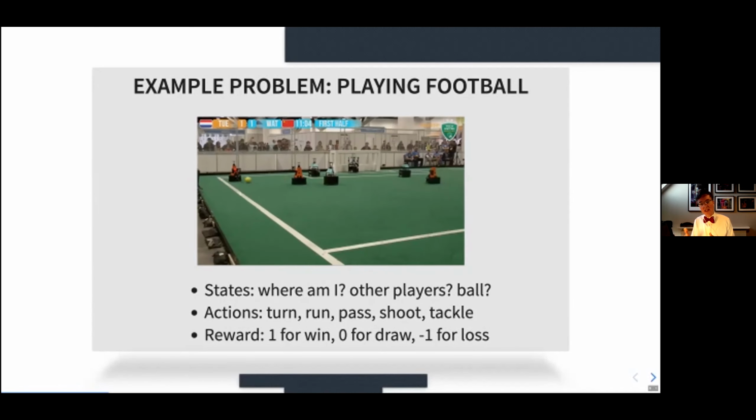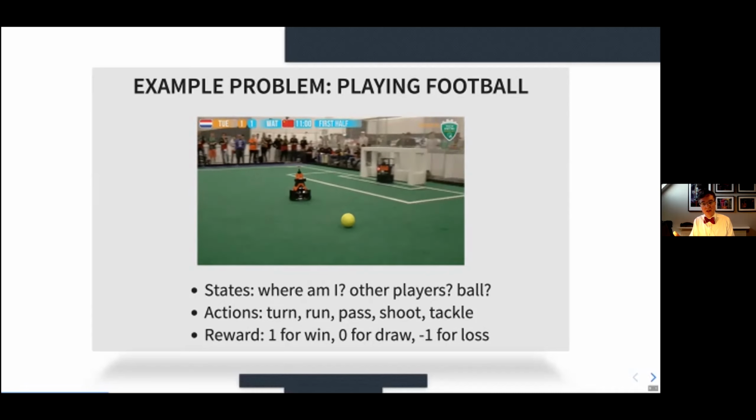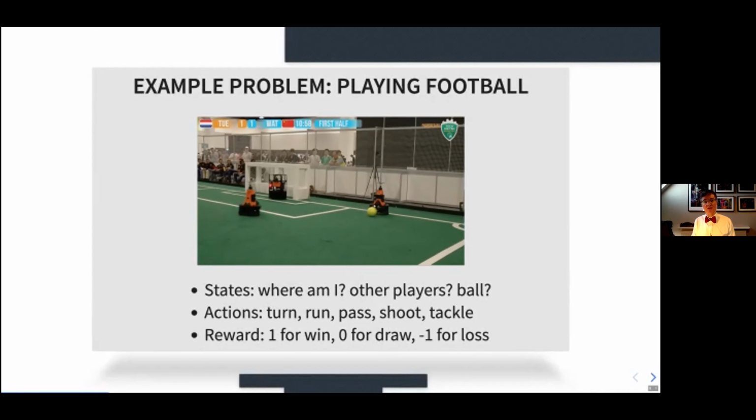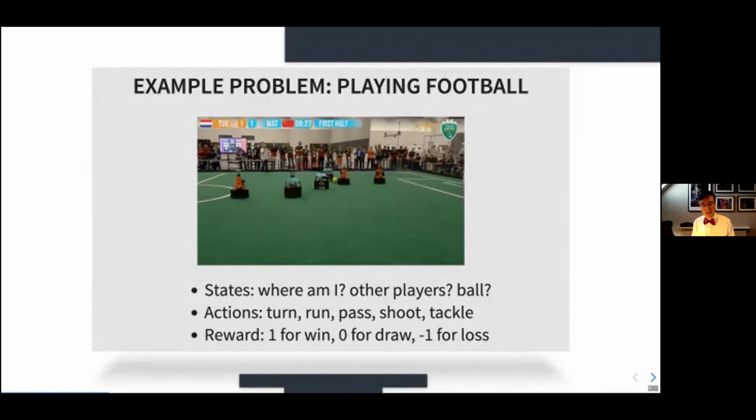And you could say, okay, maybe I simplify that problem and say, just give me 1 for each goal I score. But that'll end up with a different optimal policy. You'll end up playing differently if you try and do things like that.